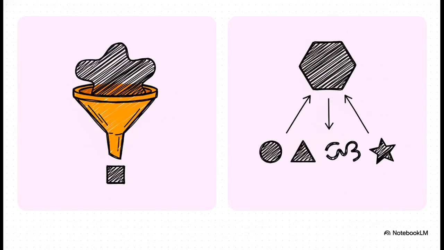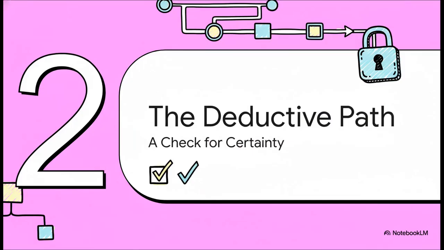Here's a really easy way to remember this. People often call deductive reasoning top-down logic. You start with a big general rule and you apply it down to a specific case. Inductive is the total opposite. It's bottom-up. You start with a bunch of specific little observations and you build up to a bigger general conclusion. See the difference?